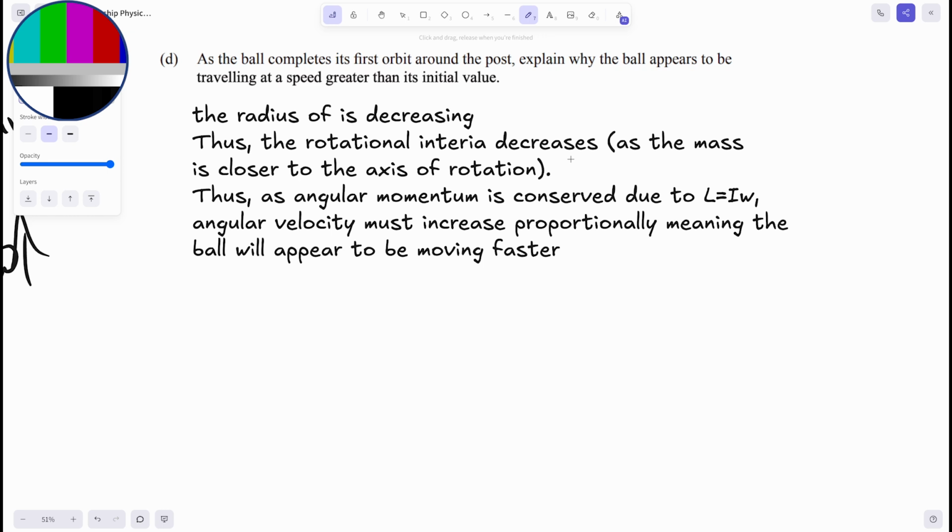Thus, as angular momentum is conserved, angular velocity must increase proportionally, thus the ball will appear to be moving faster.